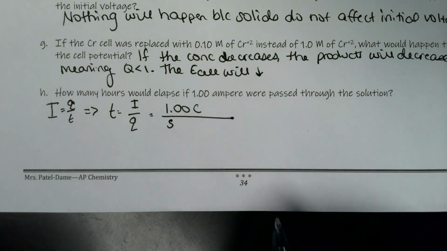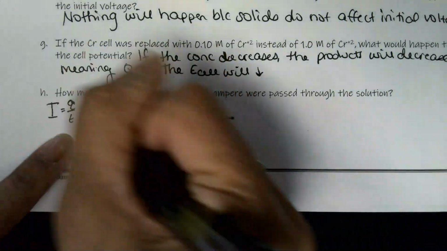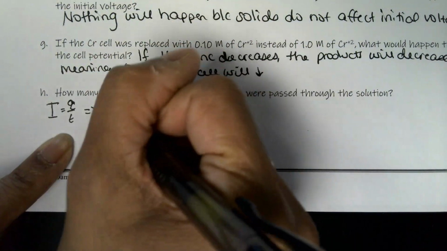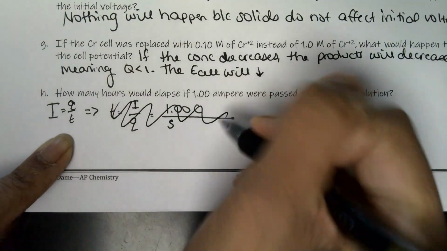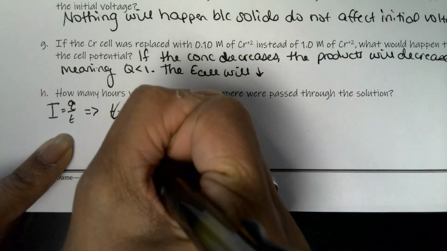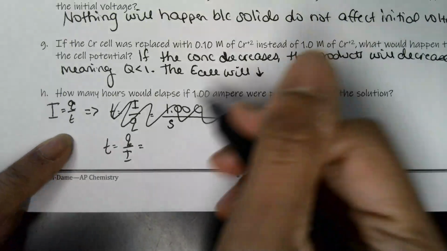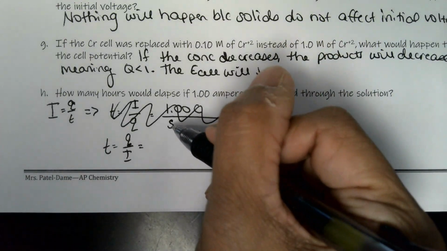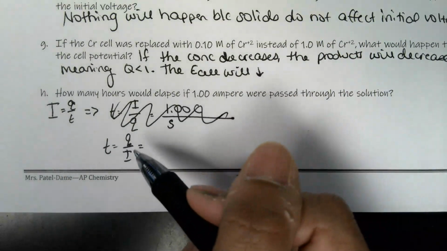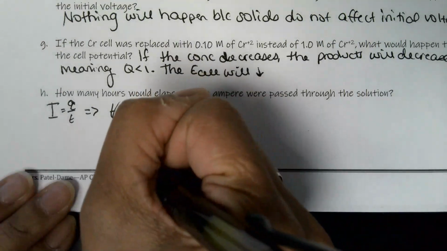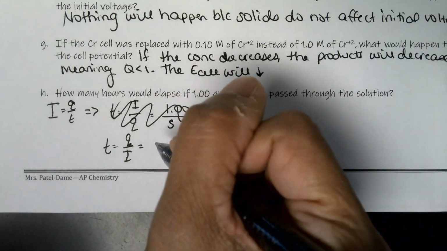Let's see. Oh, JK. Sorry. This isn't right. My bad. This didn't make sense. Okay. So T is equal to Q over I. Whew, that was bad. And again, I made sense of that because the seconds were on the bottom. I'm solving for seconds. That needs to be on the top. So that's what went through my mind as I was going through this.